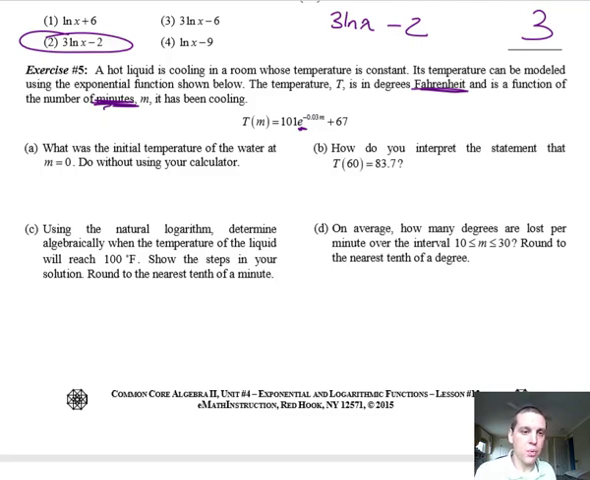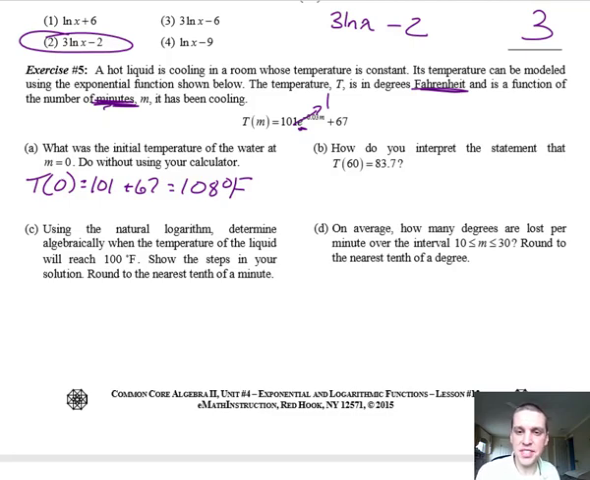So it says, what was the initial temperature of the water at m equals 0? Well, we talked about this at the very beginning. At m equals 0, this whole thing turns to 1. And so therefore, at T of 0, we have 101 plus 67, and that's 108. So we have 108 degrees Fahrenheit. That was the temperature of the liquid at the very beginning.